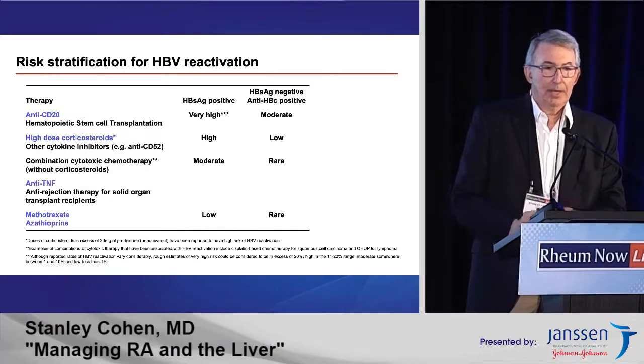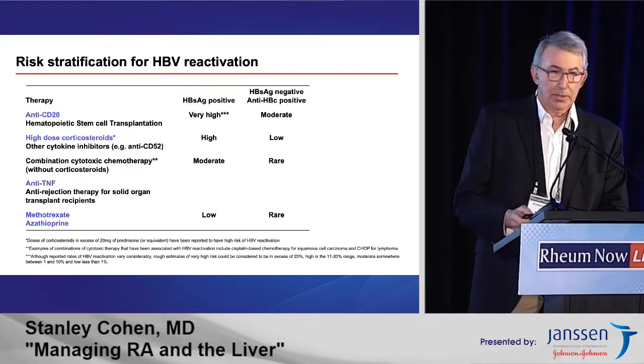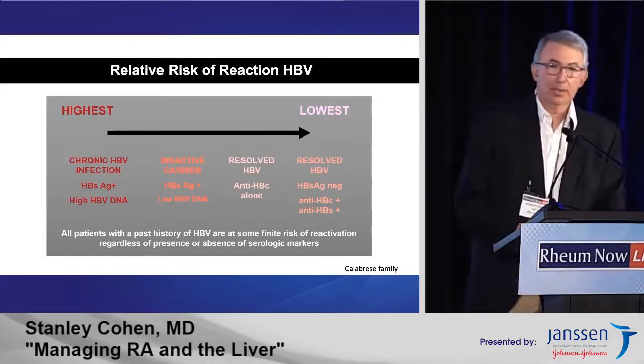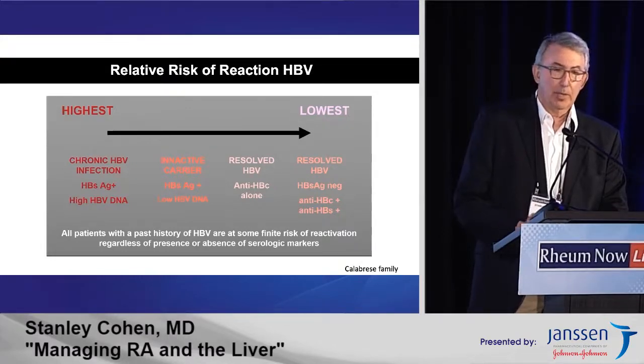So again, just to summarize that portion, clearly any B-cell depleter, they're at high risk for patients who are just core antibody positive or hepatitis B surface antigen positive, high-dose corticosteroids, somewhat lower risk with TNF inhibitors, and the lowest risk with methotrexate and azathioprine. And I show this slide because this is from the Calabrese family that has given this slide to many of us. Again, the patients at higher risk are the patients surface antigen positive and have high levels of hepatitis B viral DNA. The carriers who are hepatitis B surface antigen positive, generally with core antibody positivity, with low hepatitis B viral DNA, and lesser with core antibody alone or resolved hepatitis B viral infection.